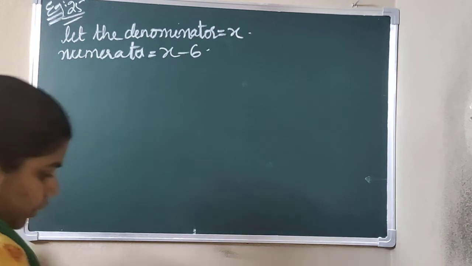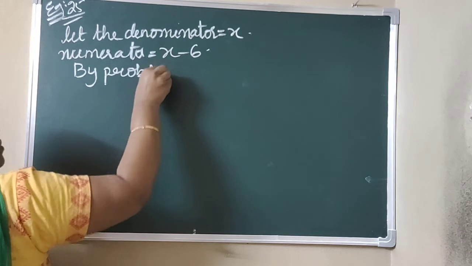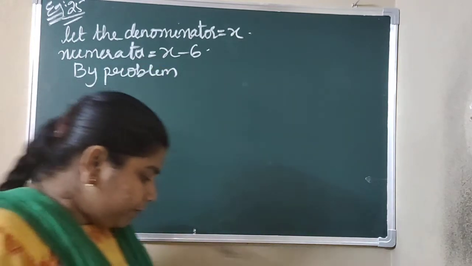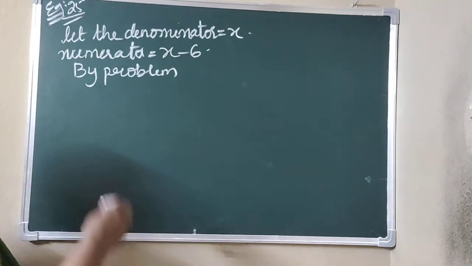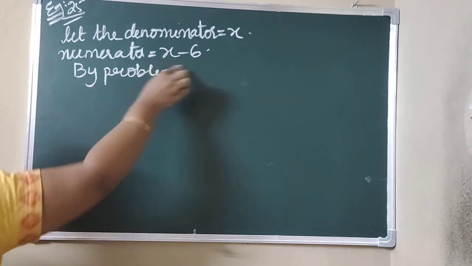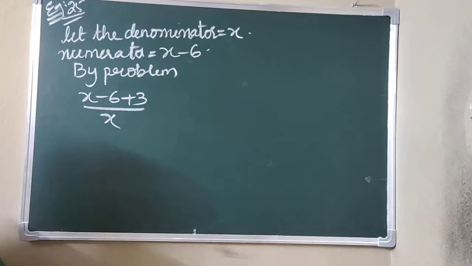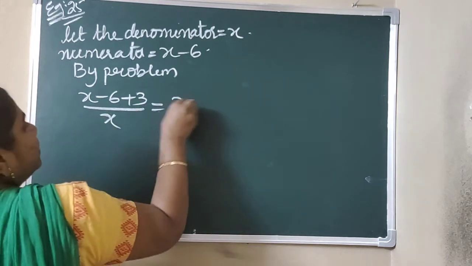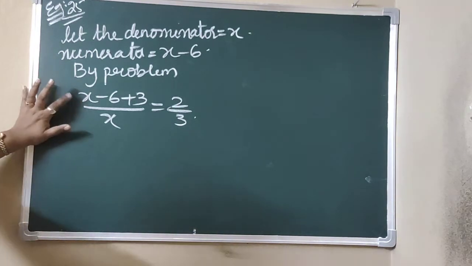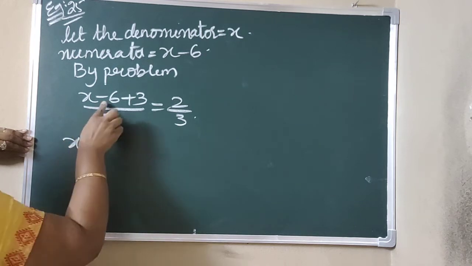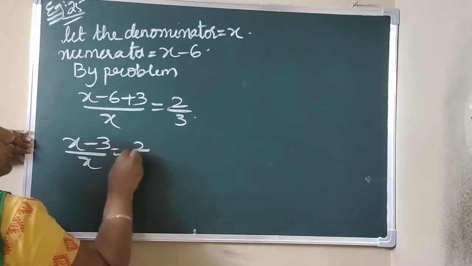And by the problem what they told? By the problem they told that if 3 is added to the numerator value, the fraction will become 2 by 3. So if 3 is added to the numerator, that is x minus 6 plus 3, the denominator value will be the same, will be equal to 2 by 3. The result will be equal to 2 by 3. So now we have to find this x value. So how to find this? x minus 6 plus 3 will be x minus 3 by x will be equal to 2 by 3.